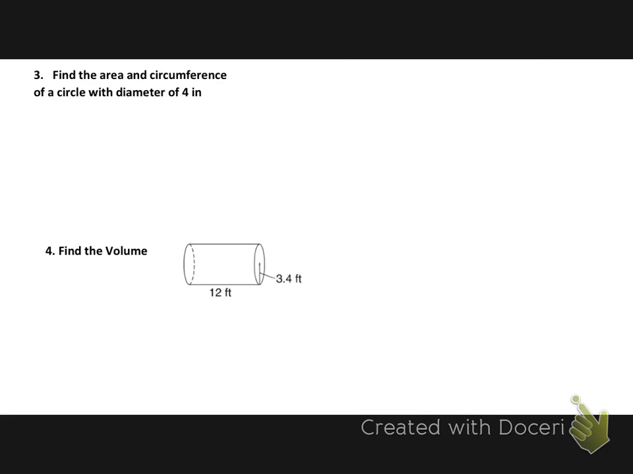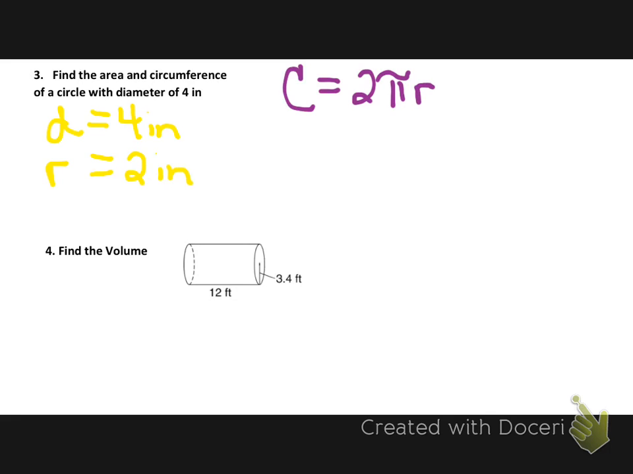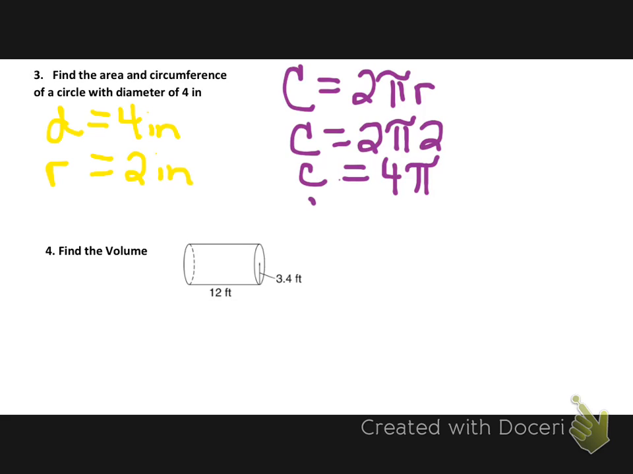Now finding the area and circumference of a circle with a diameter of 4 inches. If you have a diameter of 4 inches, you've got to think about what's the radius. Remember, the radius is half the diameter, so it's 2 inches. Then to find the circumference, circumference is 2 pi r. So circumference is 2 pi times 2, which is going to be 4 pi.